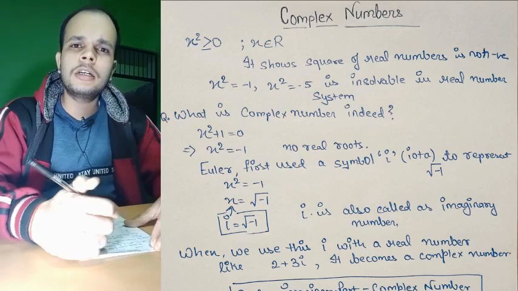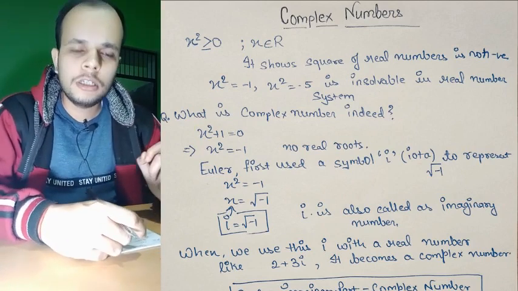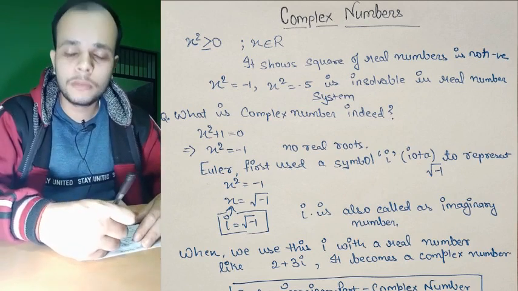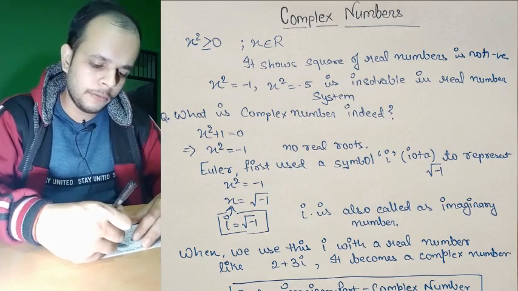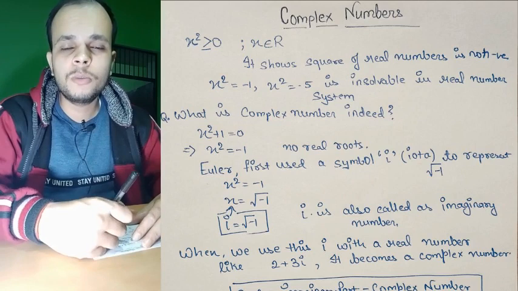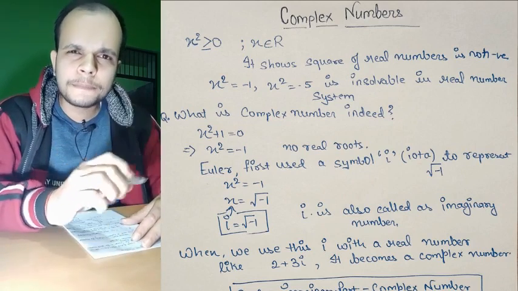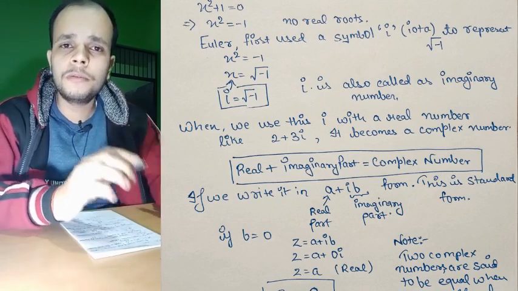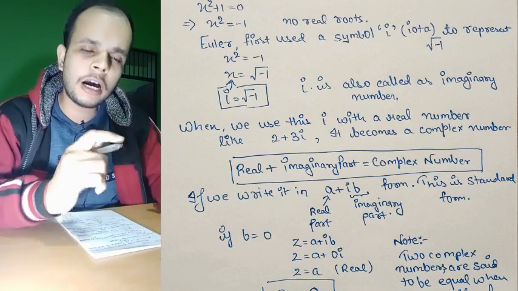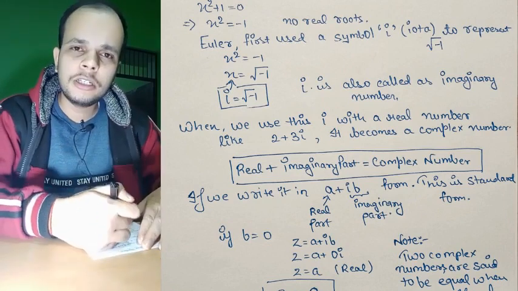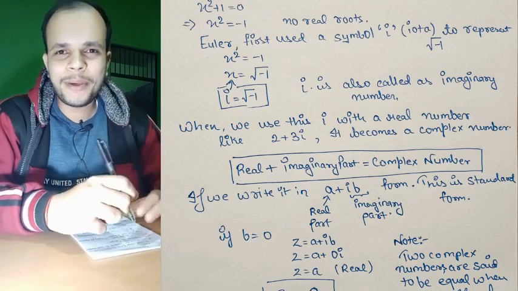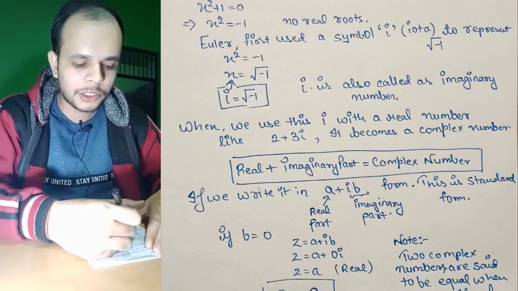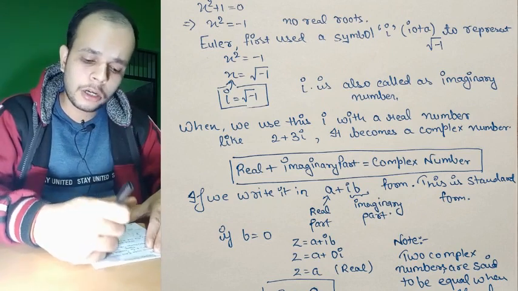But there was an earlier scientist known as Euler who first used a term known as i, which is also known as iota, and he said the value of i will be equal to under root of minus 1. We are assuming that the value of the square root of minus 1 is equal to i. We also know that i is an imaginary number. Okay, so when we use this i with a real number like 2 plus 3i, it becomes a complex number.